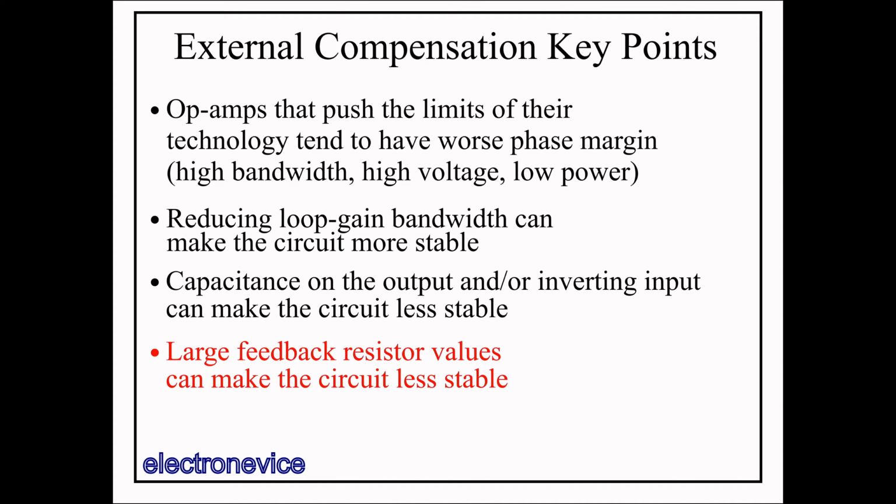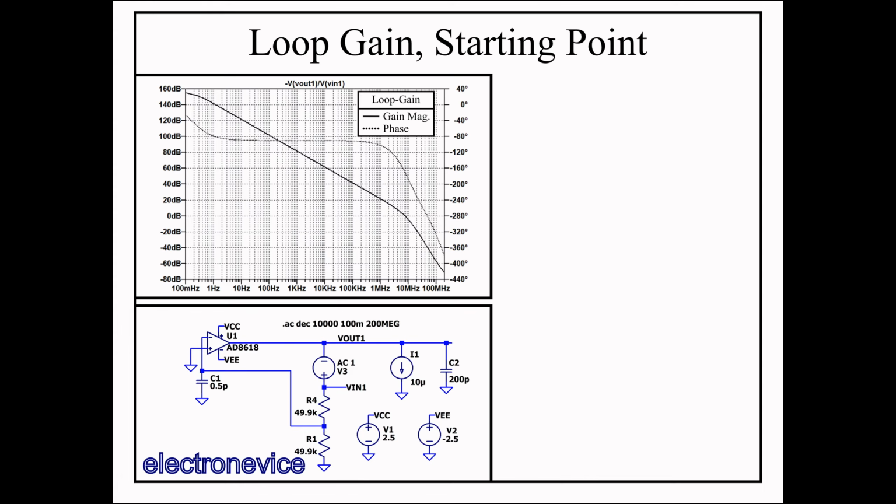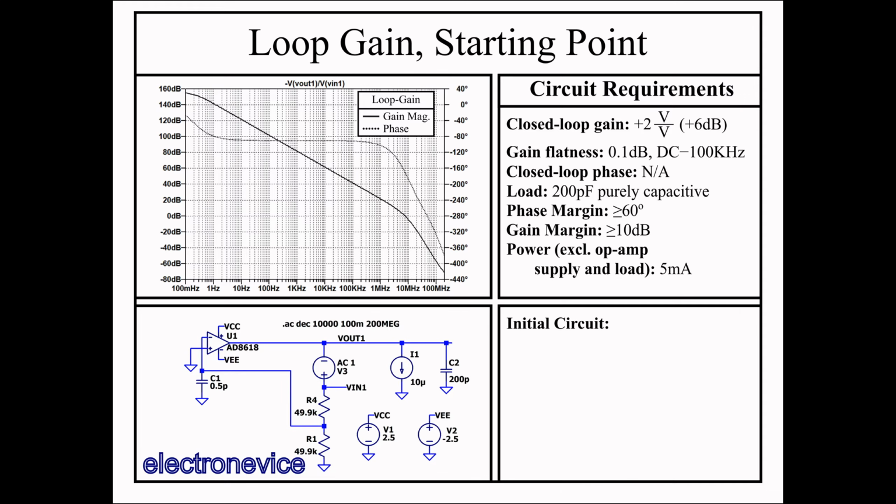Now to demonstrate some compensation methods, let's look back at our 80-86-18 circuit and its loop gain. The method of compensation depends a lot on the required gain and bandwidth of the application. So to better help us see how compensation might be done, let's create some requirements for this circuit. Let's say we need this circuit to have a closed loop gain of 2 with a 0.1 dB gain flatness up to around 100 kHz, no closed loop phase requirements, while still being able to drive the 200 picofarad load.